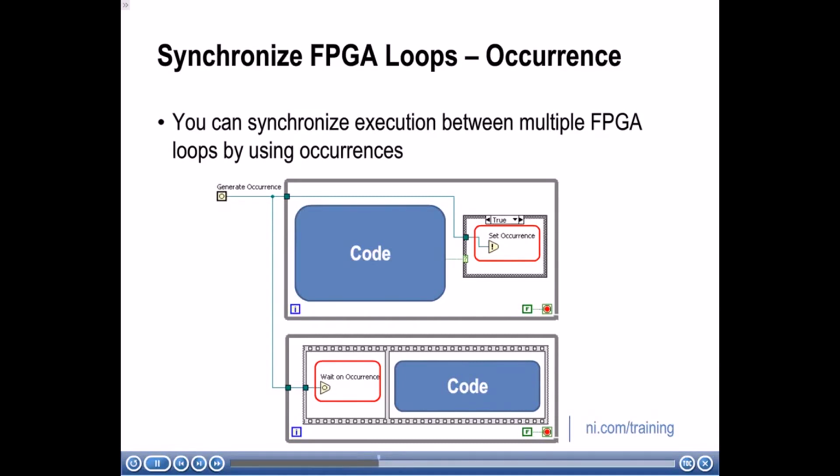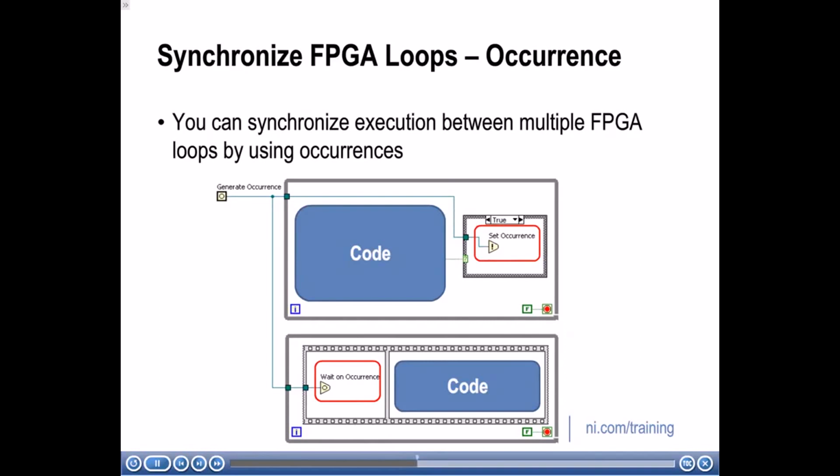In the top loop, we're executing some code, and if that code meets some sort of condition and outputs a true, then we're going to go ahead and set that occurrence. What that will do is trigger the bottom loop. Notice that in red on the bottom loop you see wait on occurrence. That wait on occurrence is just going to wait for something to set the occurrence. Once that occurrence has been set, the bottom loop in parallel is going to execute some code that's associated with that occurrence.